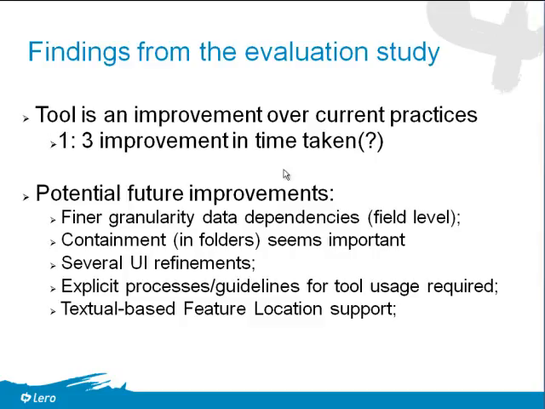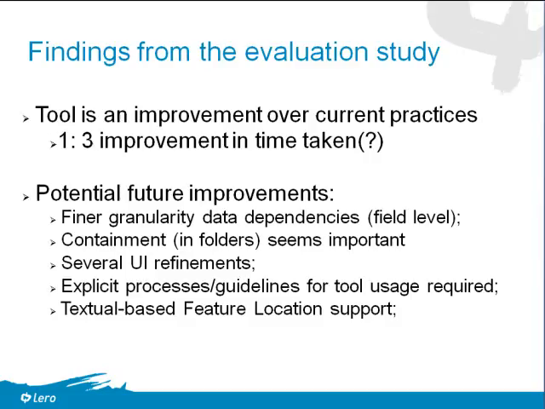In terms of potential future improvements, the evaluation suggests that we look at finer granularity data dependencies, field level data dependencies, that we look at containment in folders, that we make several small user interface refinements, which we will do, and we have explicit process guidelines for tool usage because it is quite a complicated tool to use. We're also going to put in another textual-based feature location tool in there.